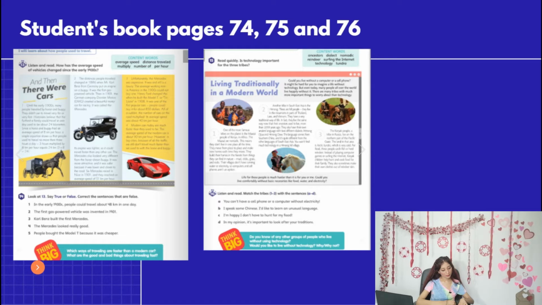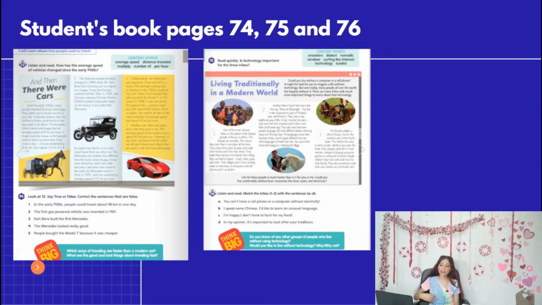Modern cars today are much faster than they used to be. The average speed of the modern car is about 90 kilometers per hour. However, in big cities, because of all the traffic, we still don't travel much faster than we used to with the horse and buggy.